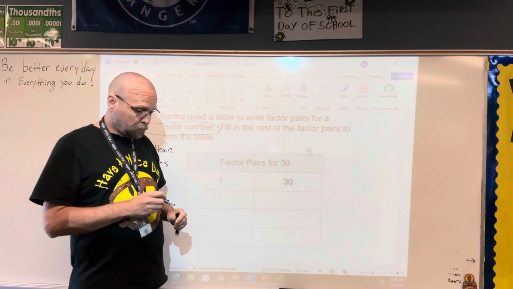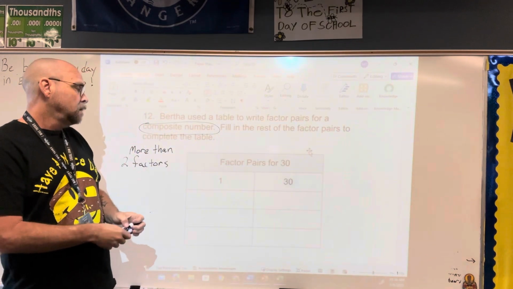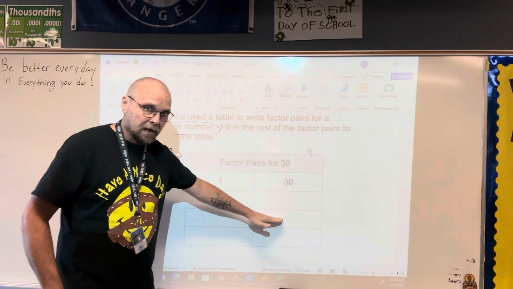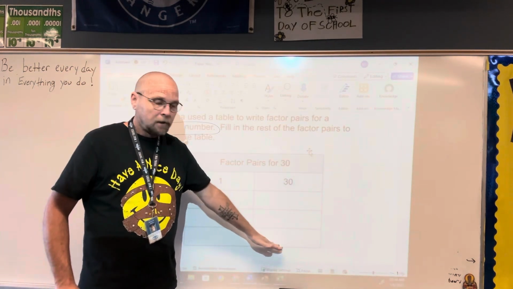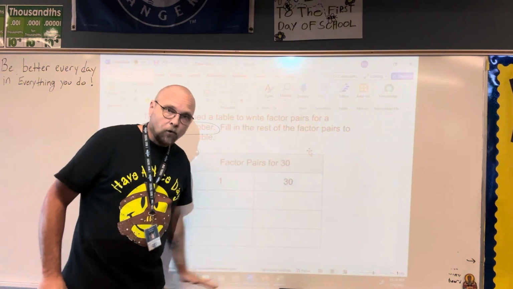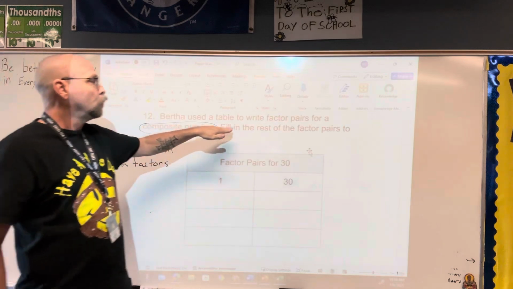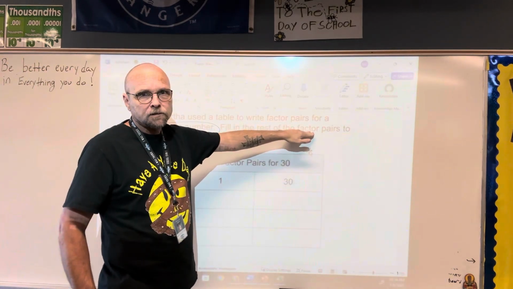What many of you did when we were doing this problem the first time is you did 2 and 60, 3 and 90, 4 and 120. But you would be able to keep going forever. And that's not what it's asking, because it says fill in the rest of the factor pairs.